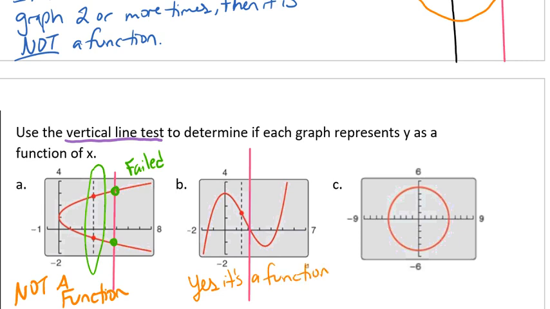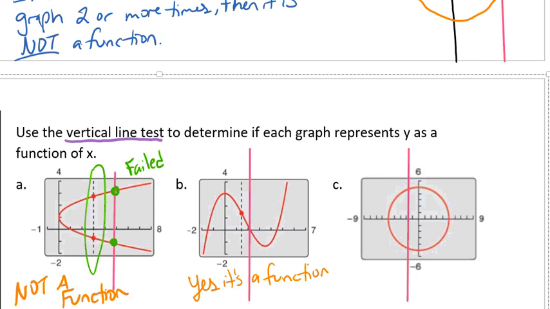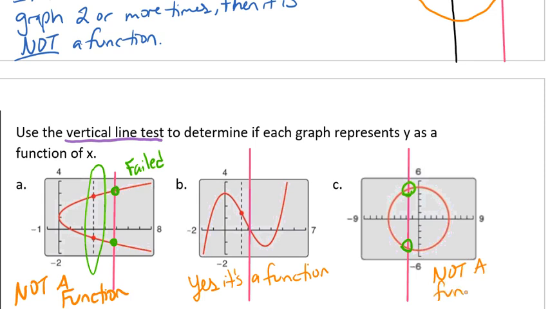Then let's do this one more time. So here we're going to take our vertical line and we're going to move it. And as we move it, we're going to see a problem right there as it crosses our circle two times. So this is not a function. So see, the vertical line test is really easy to use.